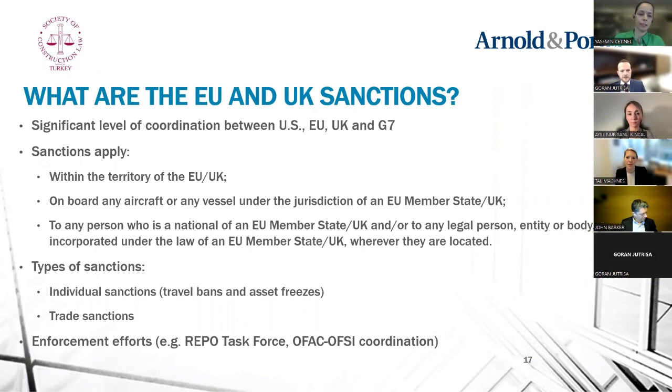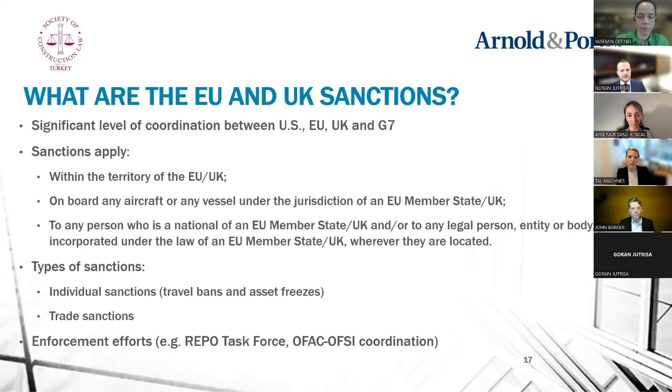The European and British sanctions between themselves are very similar because they developed as one system, as one regime prior to the UK's exit from the European Union in 2020. This level of coordination is reflected in determining when sanctions apply. As you will see on the slide, EU sanctions and similarly UK sanctions will apply within the territory of the EU. They will apply on aircraft or vessels that are under EU jurisdiction, and they will apply to EU nationals and EU companies wherever they are located.